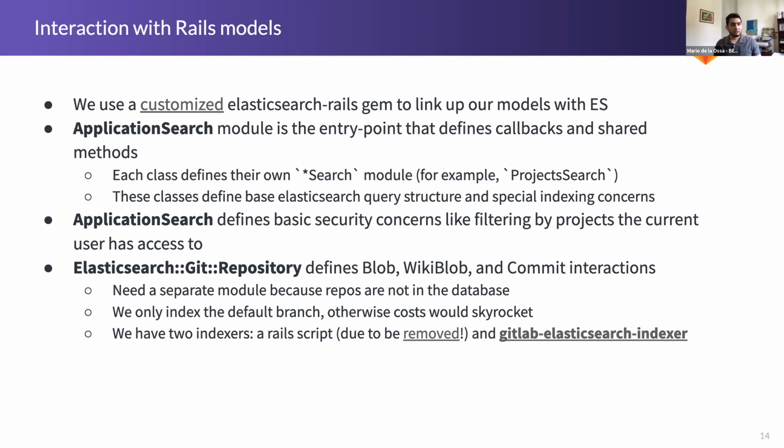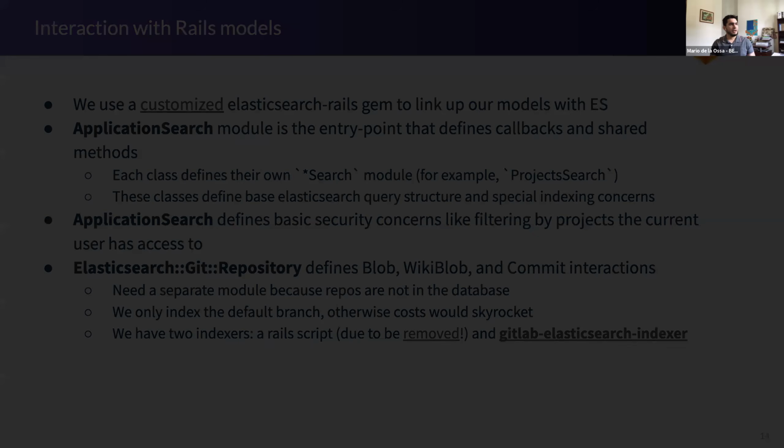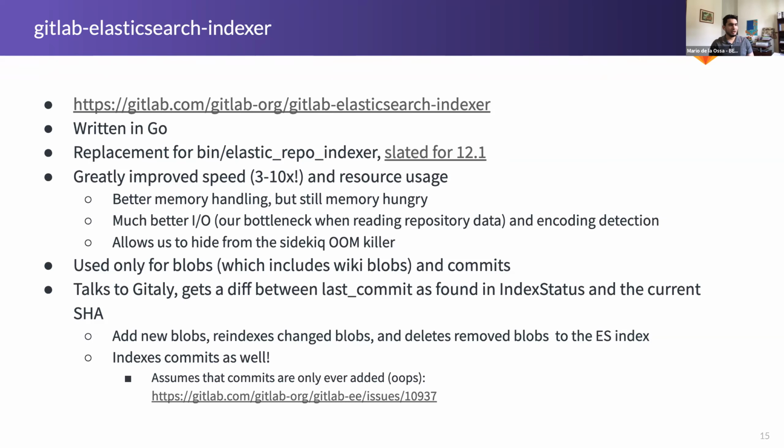And we currently have two indexers. We have a Rails script that's actually very slow and is due to be removed soon. And we have GitLab Elasticsearch Indexer, which is written in Go, and knows how to talk to Gitaly, knows how to talk to Rails, and it's a lot faster. It greatly improves speed by almost 10 times for certain scenarios, and lowers the resource usage. And it's just because Go is better at memory handling. Though this is still memory hungry, we're still loading all of the blobs into memory when we are indexing.